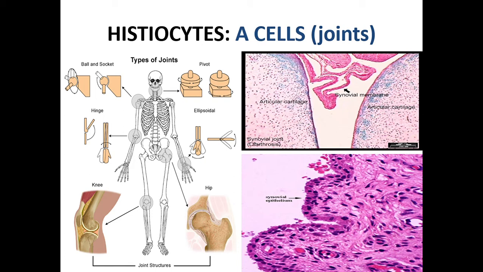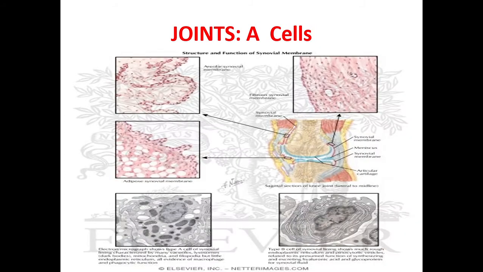So focus your attention to the upper right side of the slide, wherein we have the articular cartilage on both sides, and at the center is the synovial membrane. On the surface of the synovial membrane are cells we call the A cells, and these A cells have phagocytic function. An illustration of the A cells in the surface of synovial membrane.